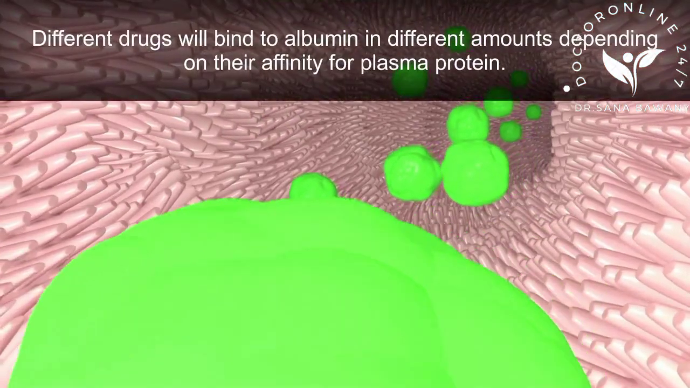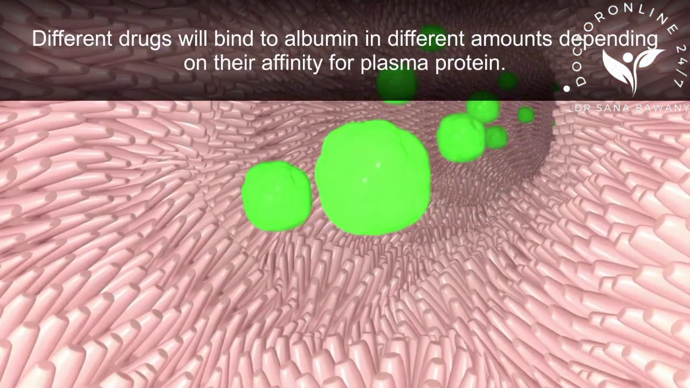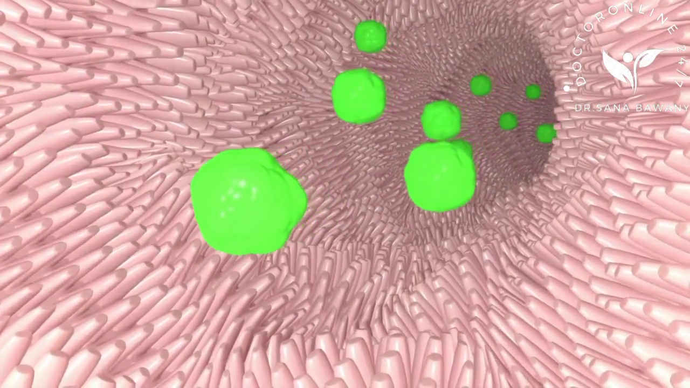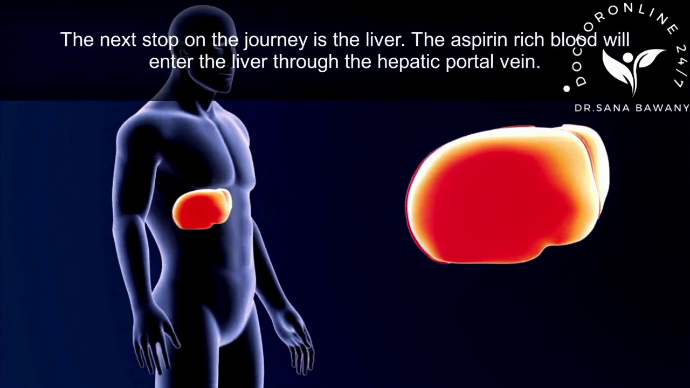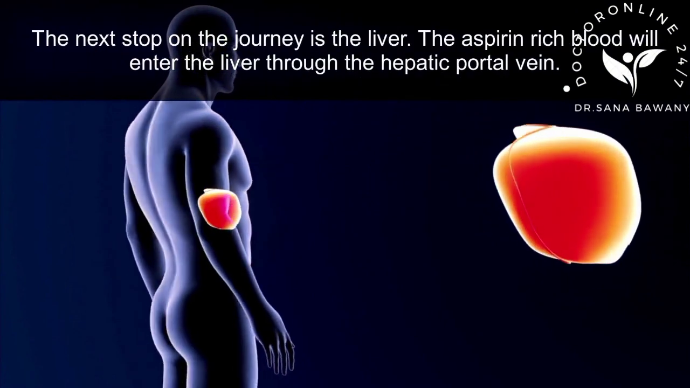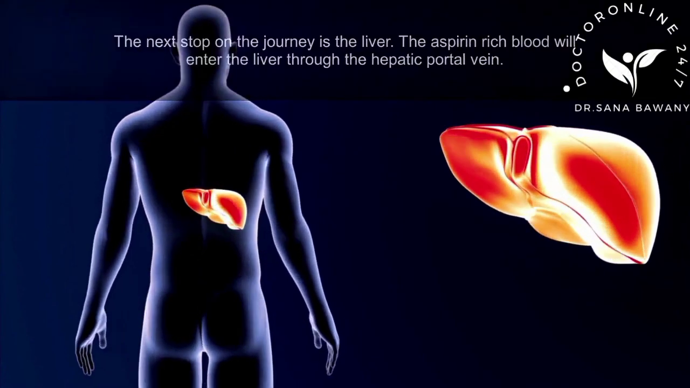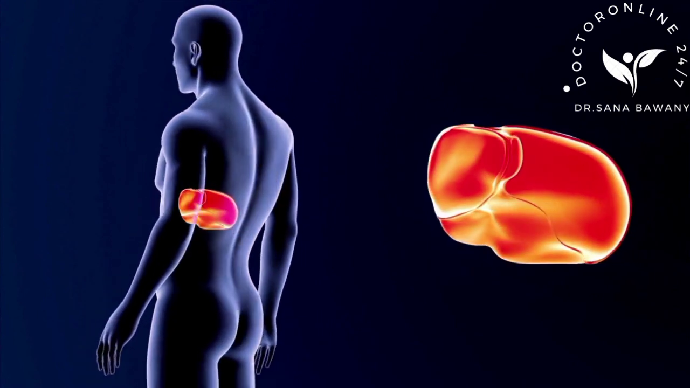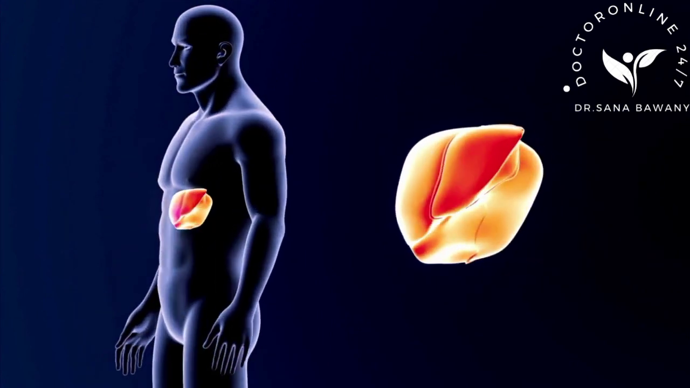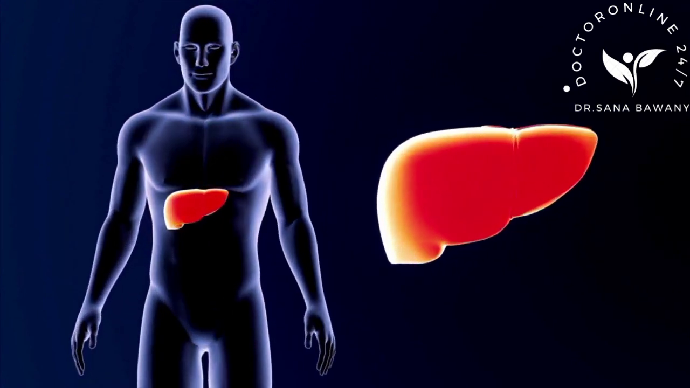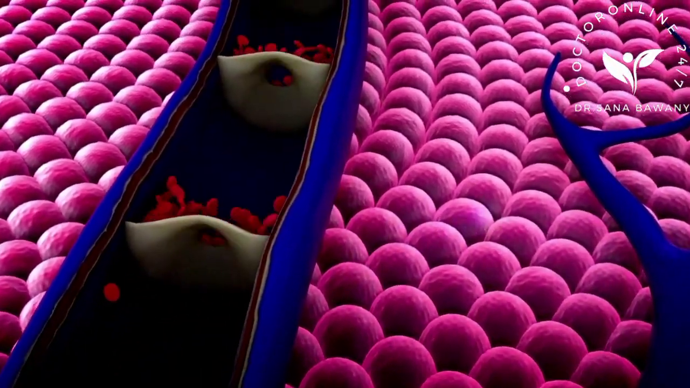Different drugs will bind to albumin in different amounts depending on their affinity for plasma protein. The next stop on the journey is the liver. The aspirin-rich blood will enter the liver through the hepatic portal vein at the bottom, and it will exit at the top via the hepatic vein.